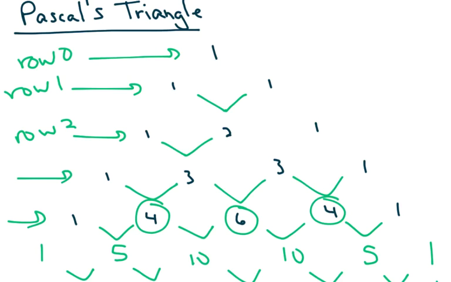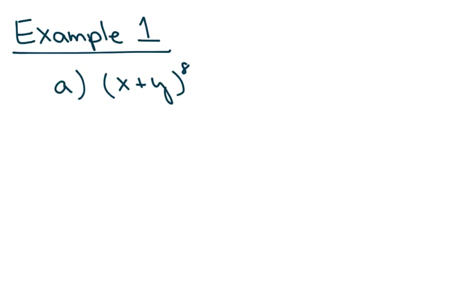What we're going to use this for is to do expansions like x plus y to the 8th. Nobody wants to write that out 8 times and do all the distributing. There's got to be a faster way to do it. So now, instead of distributing, we're going to use Pascal's triangle. Now, I need to know row 8. The exponent of the binomial expansion is going to tell you what row in Pascal's triangle to use.